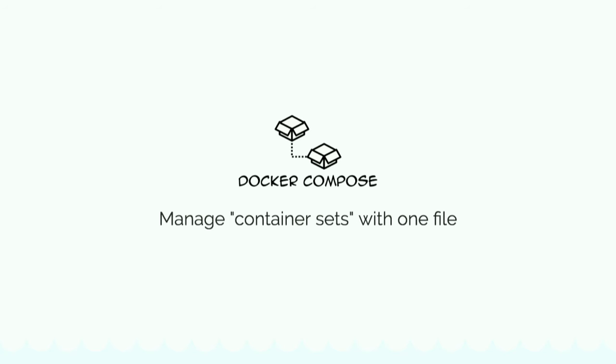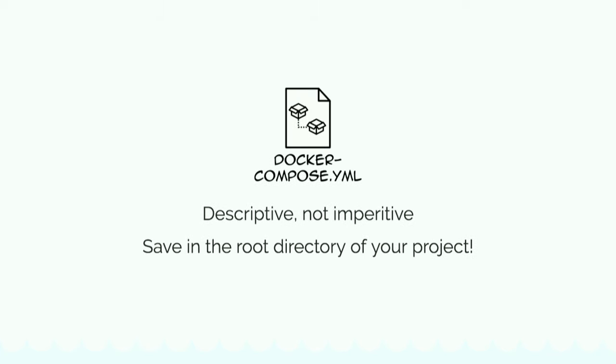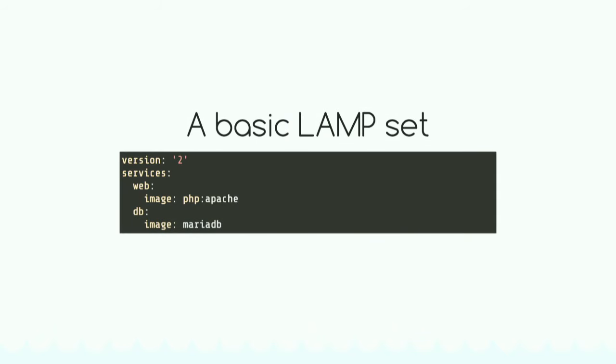There's a wonderful thing called Docker Compose. Compose is what got me into Docker. This is the part that tied everything together so well that I loved it. It allows you to manage multiple containers, what I like calling a container set, with just one text file. That text file is called docker-compose.yaml. It is a descriptive file format, not imperative, and you typically want to save this in the root of your project directory. So let's create a basic LAMP set with just one compose file.